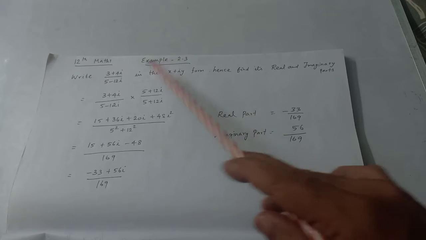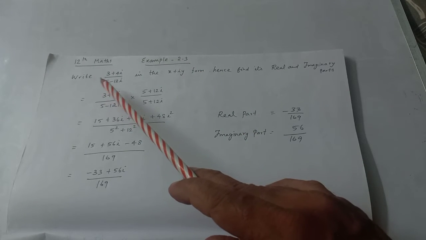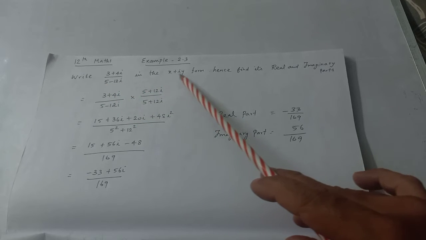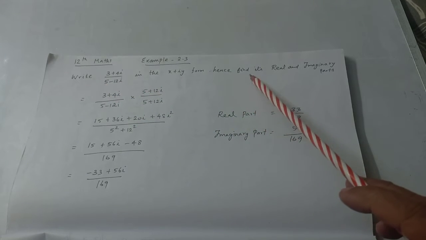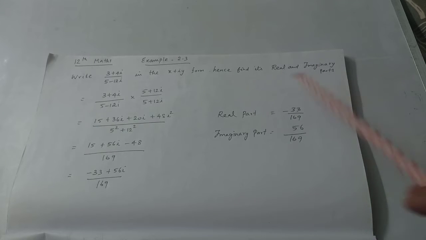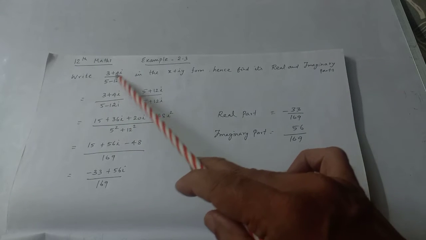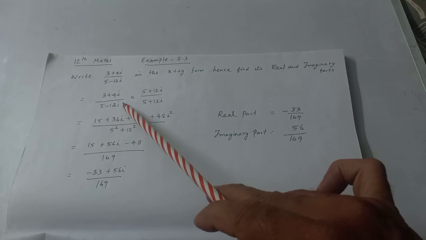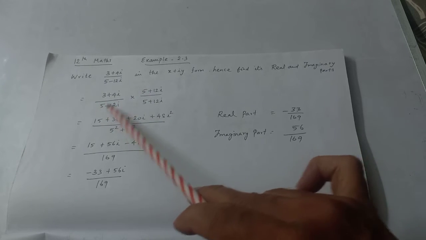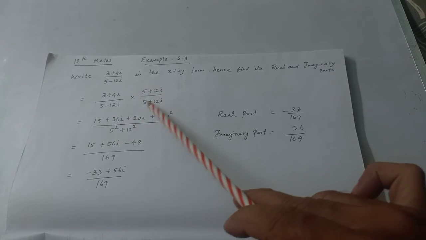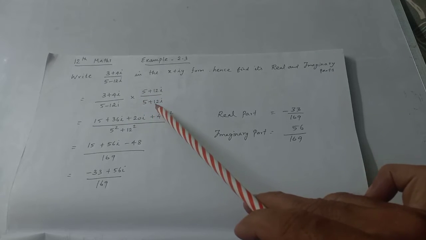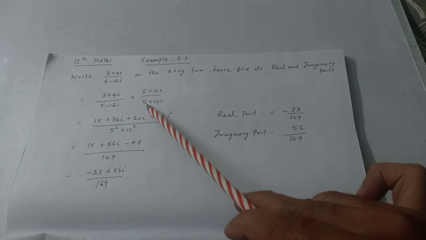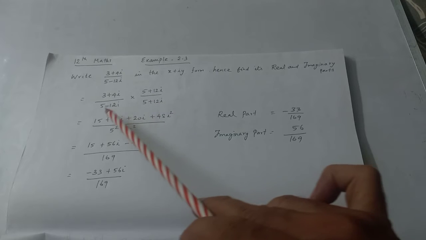Example 2.3, 12th maths. Write 3 plus 4i divided by 5 minus 12i in the x plus iy form. Hence find its real and imaginary parts. So given 3 plus 4i by 5 minus 12i, multiply by the conjugate. 5 minus 12i conjugate is 5 plus 12i. Multiply and divide by 5 plus 12i.